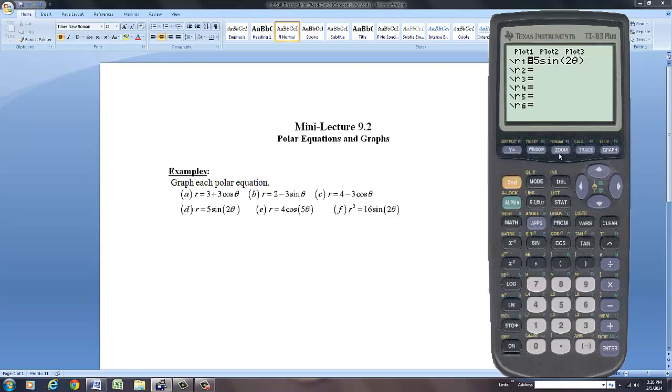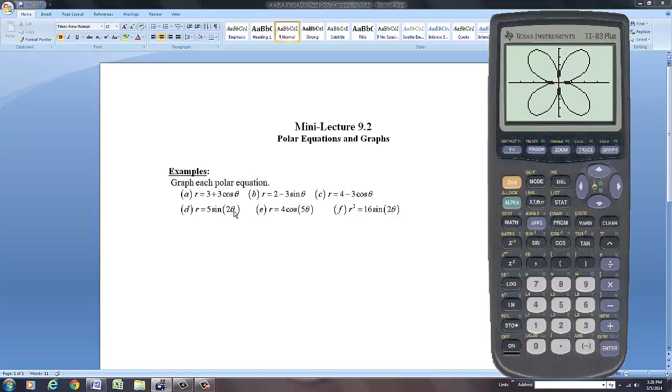This time I'm going to go to zoom 7. Okay. This is what I get. This one here, D and E, are referred to as rose curves.